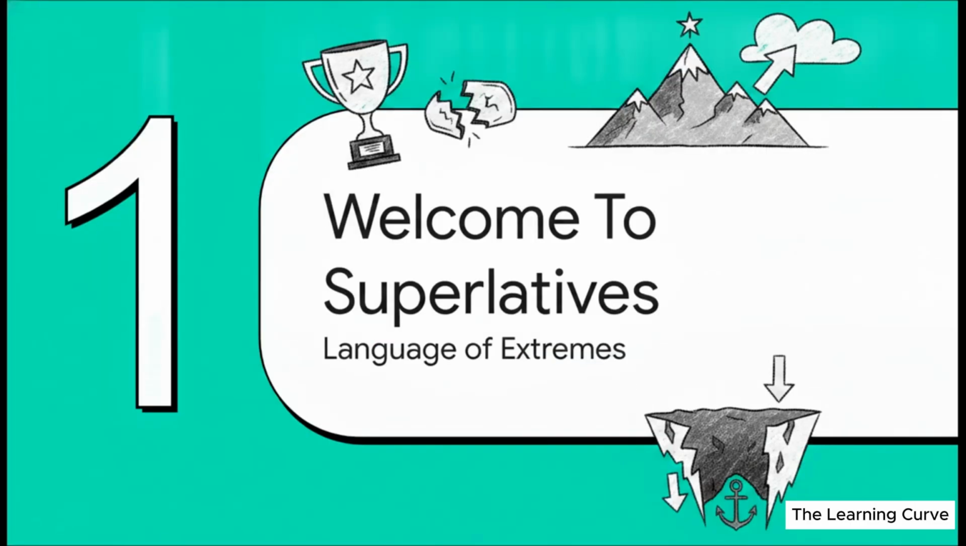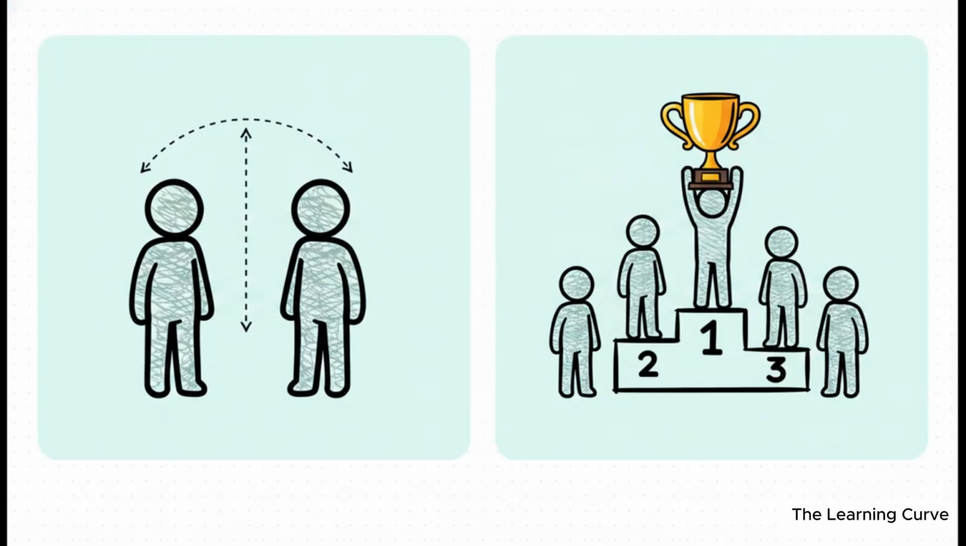Section 1. Welcome to Superlatives, the language of extremes. Now, you might already be familiar with comparatives. That's what we use when we're weighing exactly two things against each other. Like saying, my coffee is hotter than yours. But superlatives, they take it a whole step further. We use them when we're looking at a group of three or more people, places, or things. So you aren't just comparing anymore. You are picking the absolute, ultimate extreme out of the whole bunch.